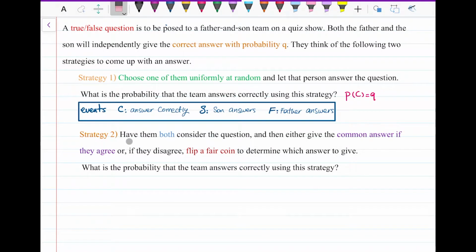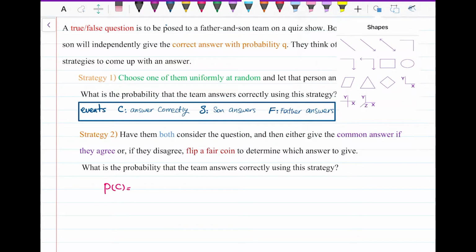Strategy 2. Have them both consider the question and then either give the common answer if they agree, or if they disagree, they flip a fair coin to determine which answer to give. What is the probability that the team answers correctly using this strategy? So we want to find the probability of giving the correct answer.